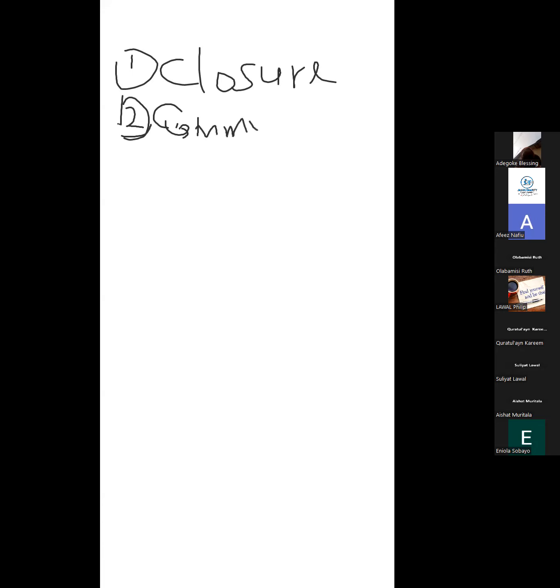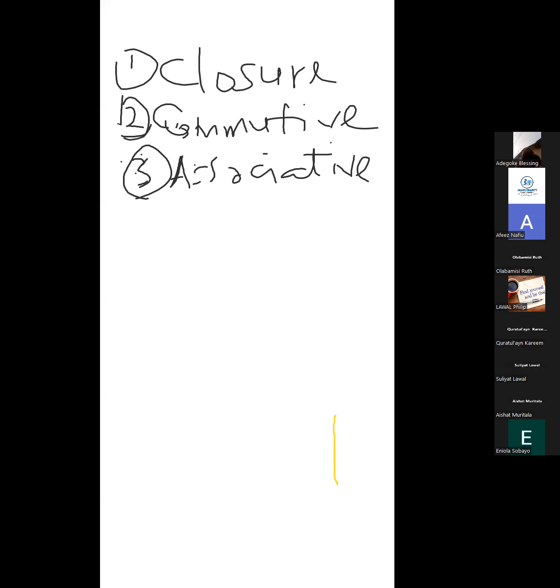Commutative property. This is closure property, commutative property. Then we have associative property, from the word association. And the fourth property is called distributive property, from the word distribution. Distributive.